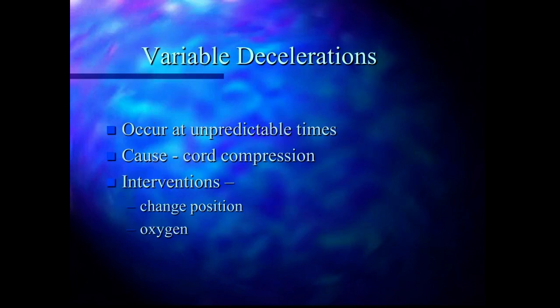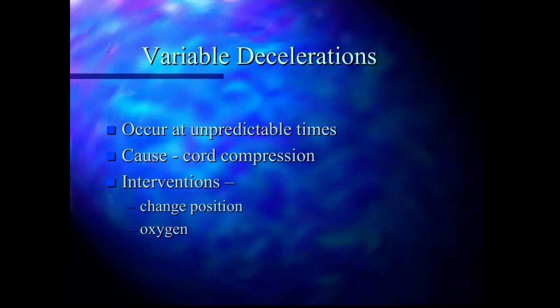Variable decels occur at unpredictable times. They're variable in their timing and variable in their shape. Remember here the cause is cord compression, and the interventions here would be to change her position and give her oxygen. So with variable decels, you've got cord compression.